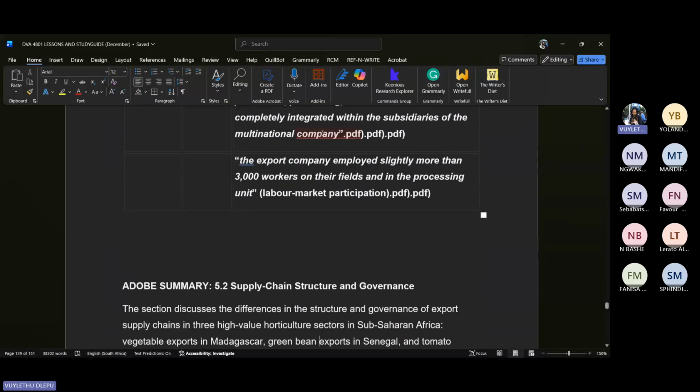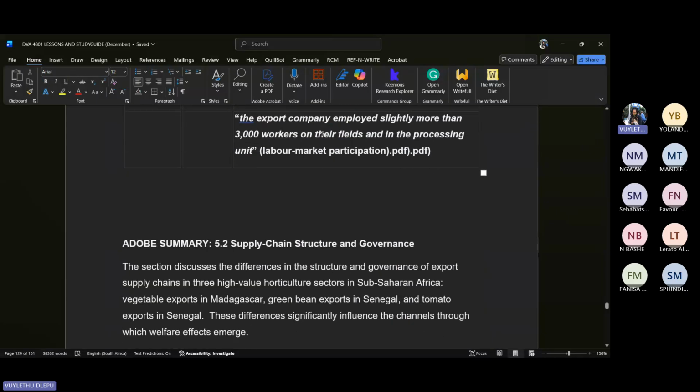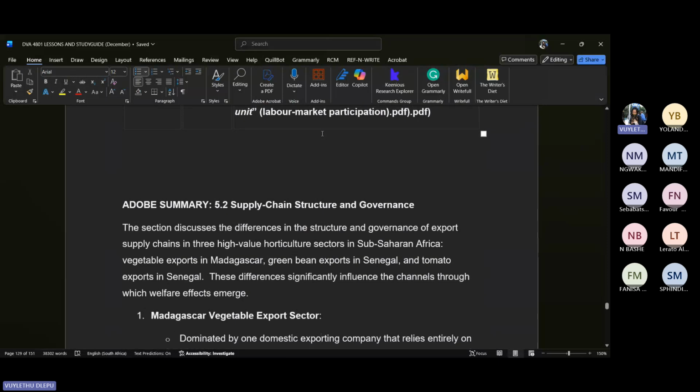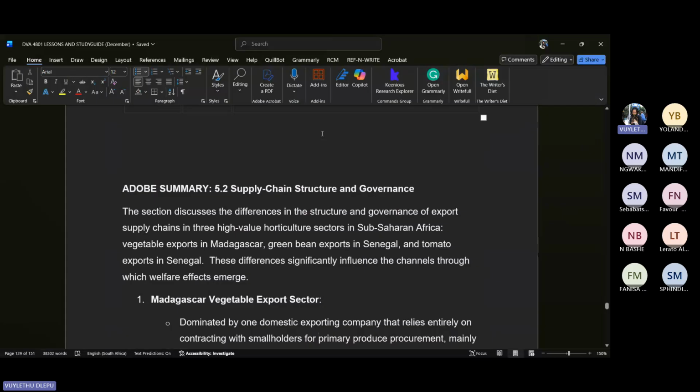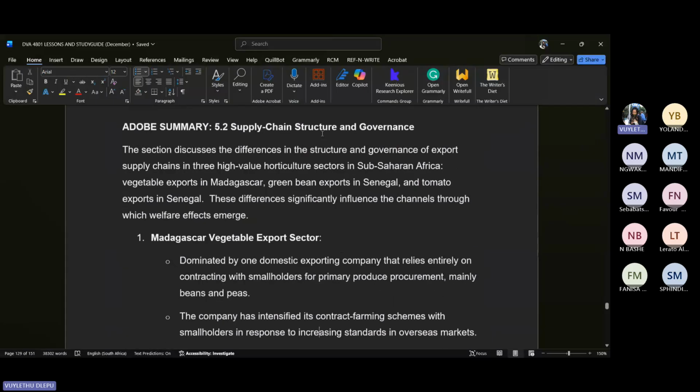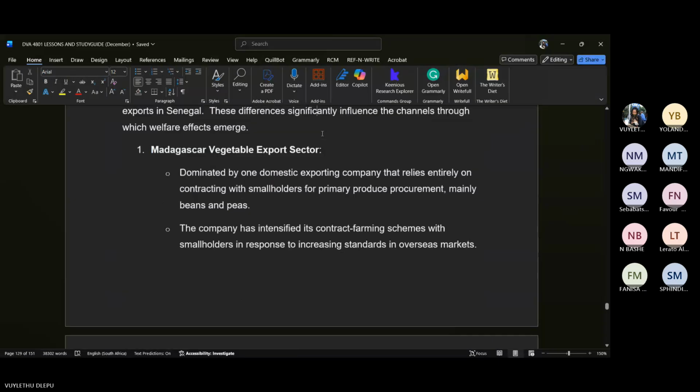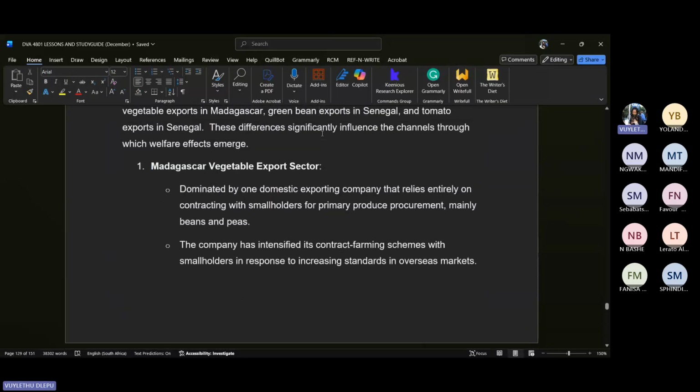The export company employed slightly more than 3,000 workers on their fields and in the processing units. Now, to put this into words, this section discusses the differences in the structure and governance of export supply chains in 3 high-value horticulture sectors in sub-Saharan Africa: vegetable exports in Madagascar, green bean exports in Senegal, and tomato exports in Senegal. These differences significantly influence the channels through which welfare effects emerge.